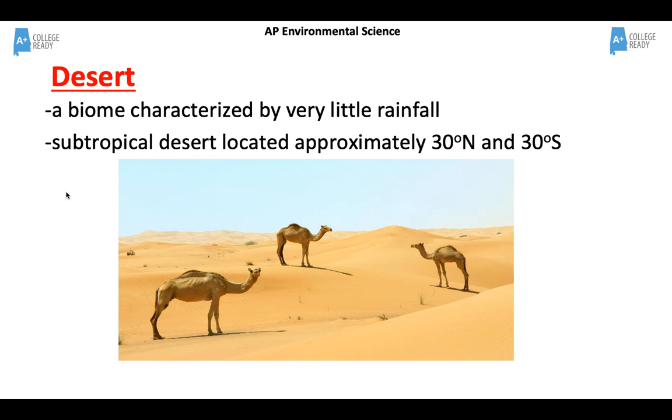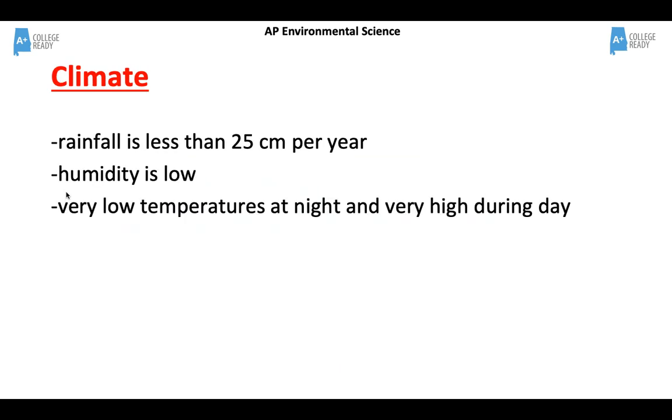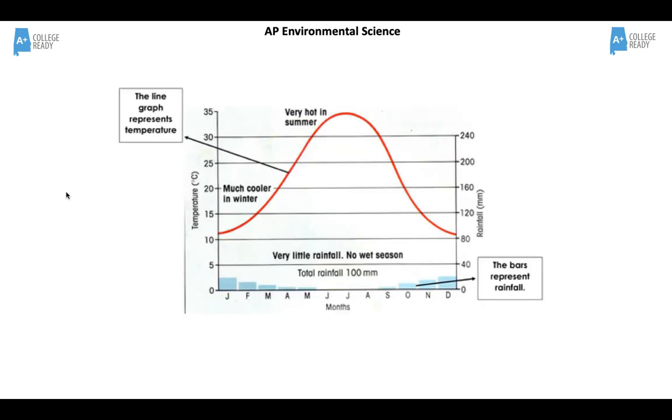Subtropical desert locations are generally between 30 degrees north and 30 degrees south of the equator. They get less than 25 centimeters of rainfall per year. So that is wildly low. Very low humidity, so it's very arid and dry, and very low temperatures at night and very high temperatures during the day. So I think that might or might not be a fun little tidbit that you already know, that deserts get very, very cold at night and very, very hot during the day.